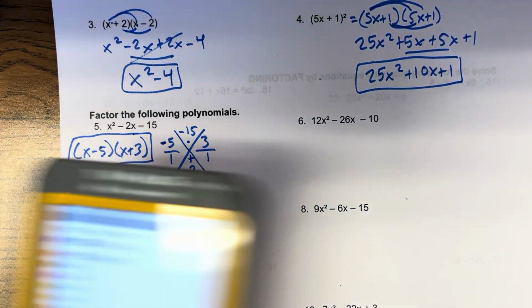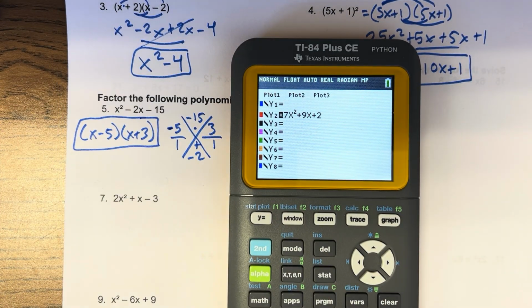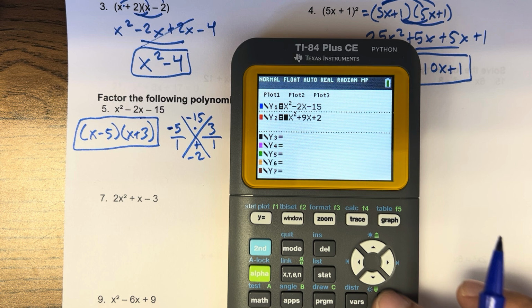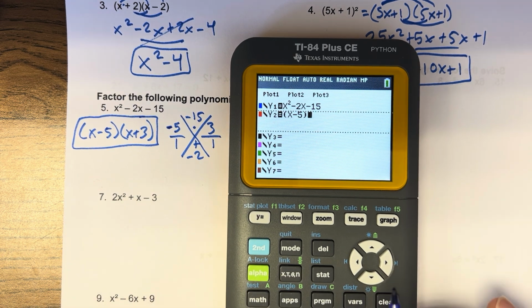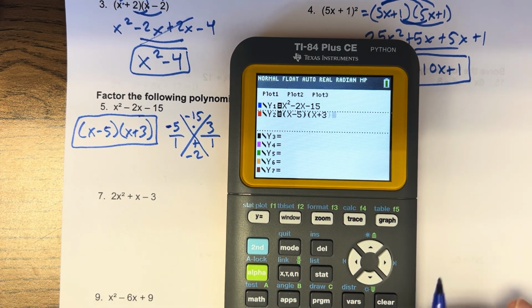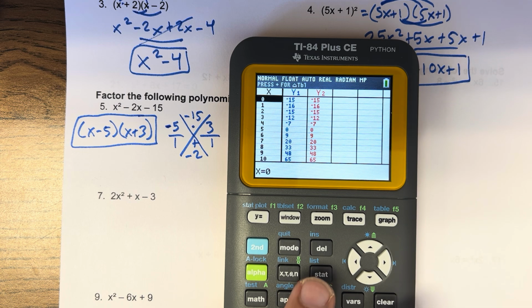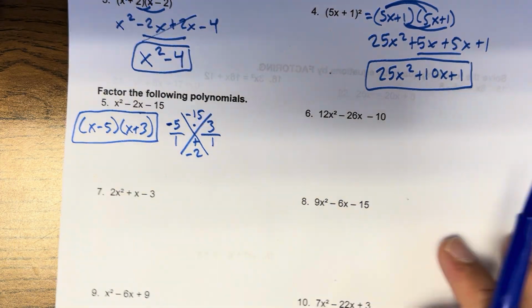Again, I'm not going to check every one of them, but if you wanted to check this in the calculator, in y1 I'll put in the original x squared minus 2x minus 15, and then in y2 I'll put in my new one, x minus 5 and x plus 3. And when I graph it, it should be the same graph. And if I go to the table, it should be the same table. And so we got this one correct.